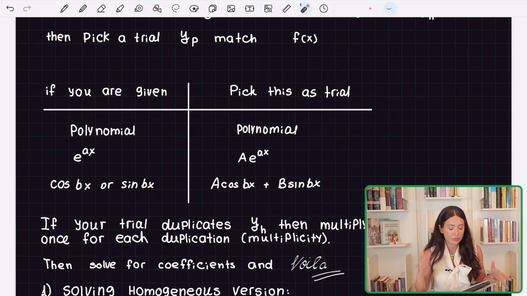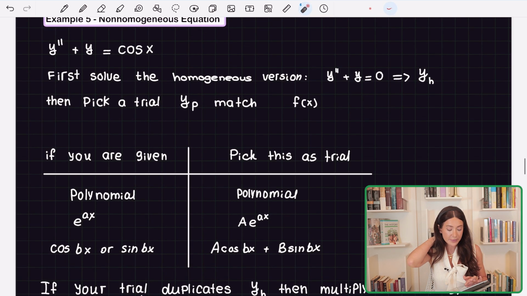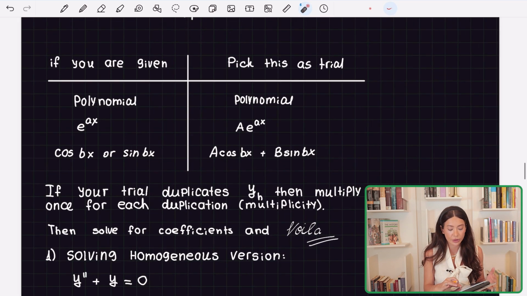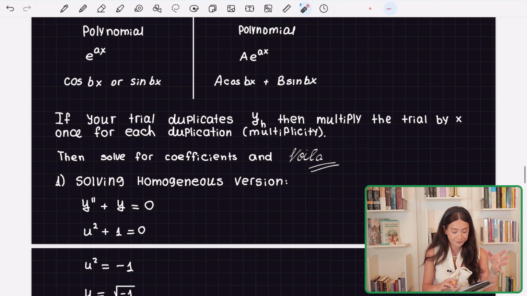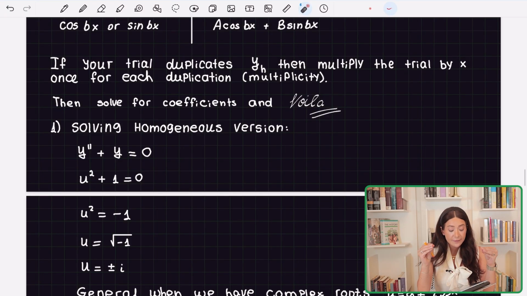So here is a little quick rule of thumb, how you choose what you're going to try for your particular. So if you have a polynomial, you try a polynomial. If you have e raised to some number times x, you try this. If you have cosine or sine, you try a times cosine bx plus b sine bx. Okay? So if your trial duplicates any of the terms in your homogeneous, then multiply your trial by x. When in doubt, when you have duplicates, just multiply your trial by x.